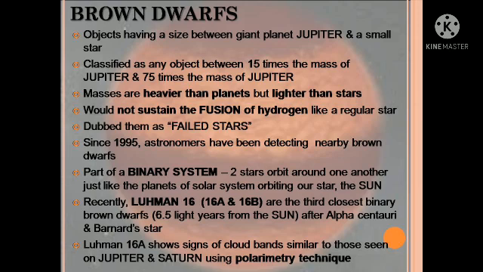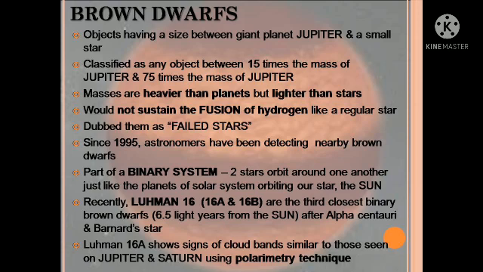Since 1995, astronomers have been detecting many brown dwarfs near our solar system. Recently, Luhman 16A and 16B, both part of a binary system. Most brown dwarfs are part of a binary system, that is, two objects orbiting around each other with a common center of mass, like in the solar system where the planets revolve around the sun. These brown dwarfs form a binary system always.